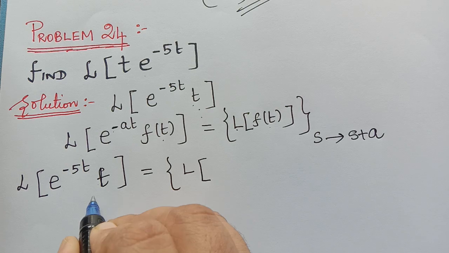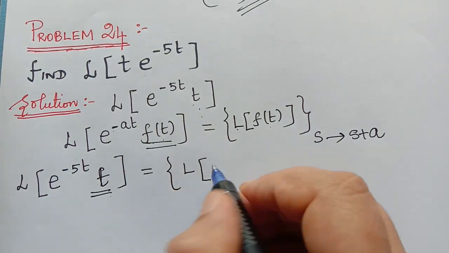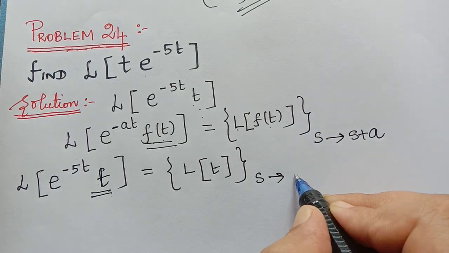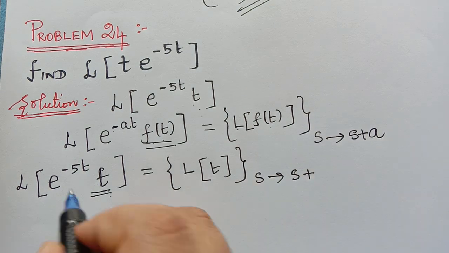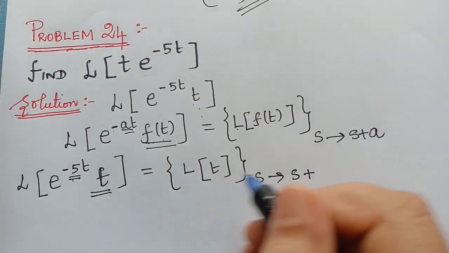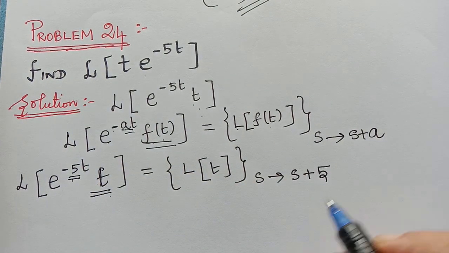What is f of t? It is t. So Laplace transform of t, where s has to be replaced by s plus a. What is a over here? It is 5. The value of a is 5 over here. So it has to be replaced by s plus 5.